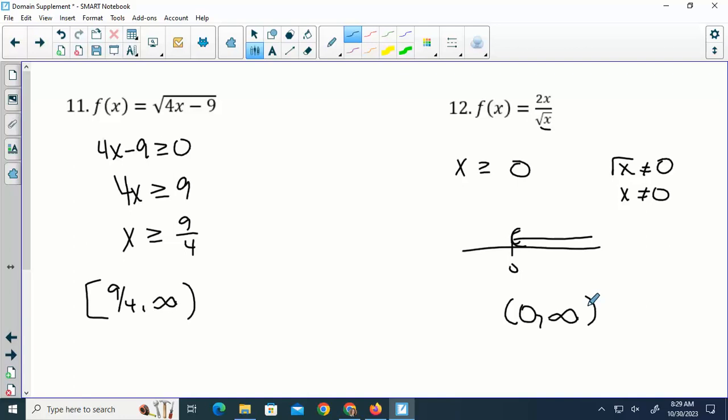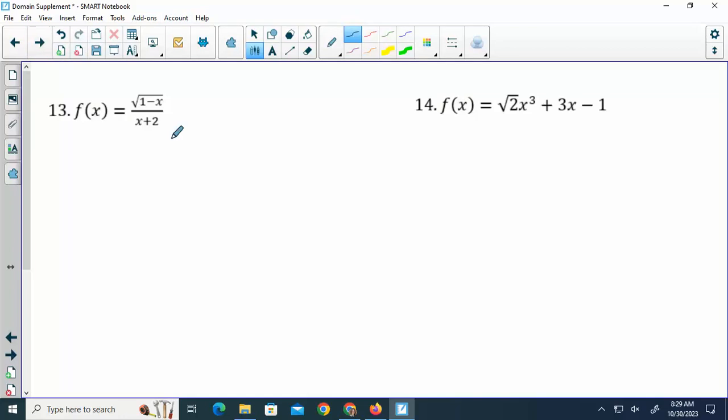Does that make sense? We have 4 more. Once you try the next 2 on your own, we'll look at the last 2 together. So we have a couple things going on in 13, don't we? We have a fraction, so we know the denominator can't be 0. We have an even radical, so the thing underneath the radical is greater than or equal to 0. We have to put these together. So this says x can't be -2.